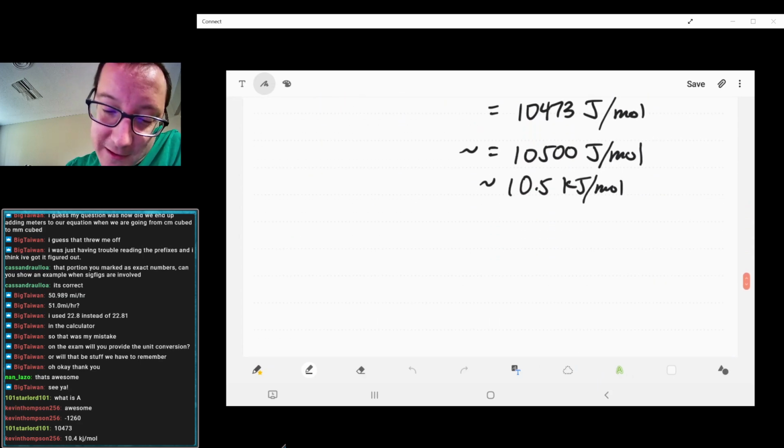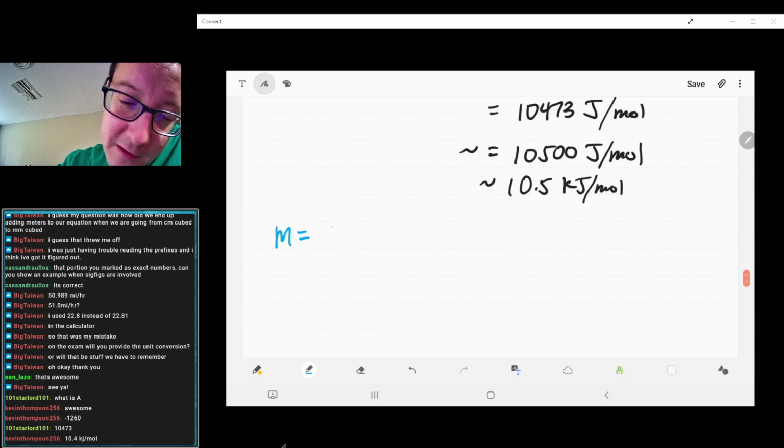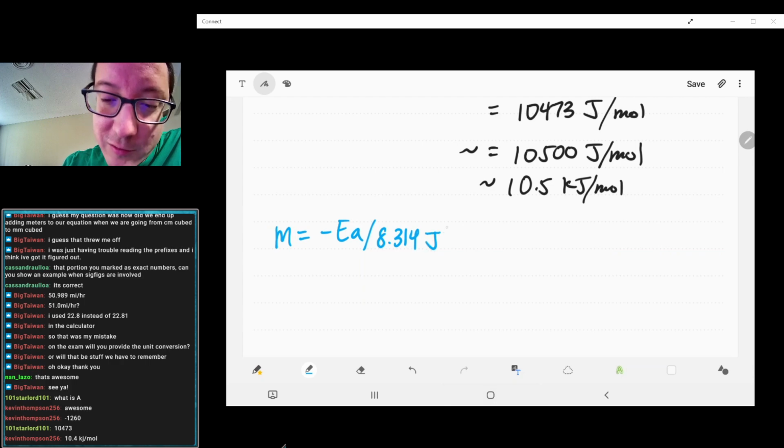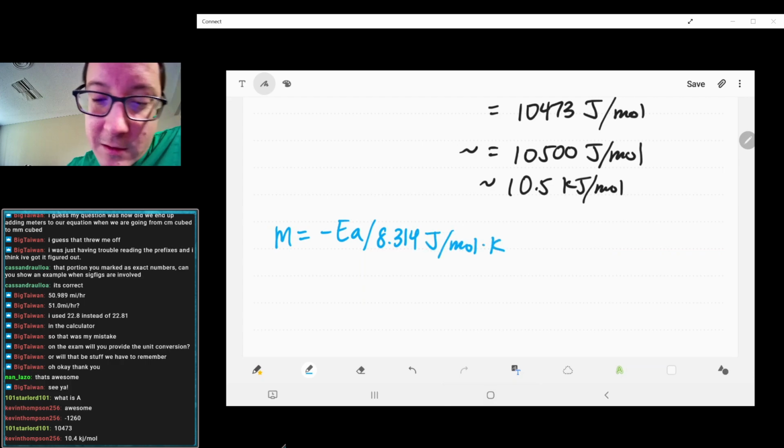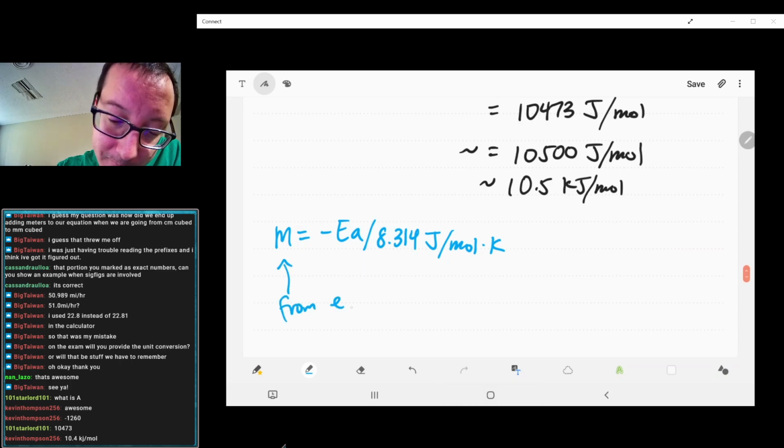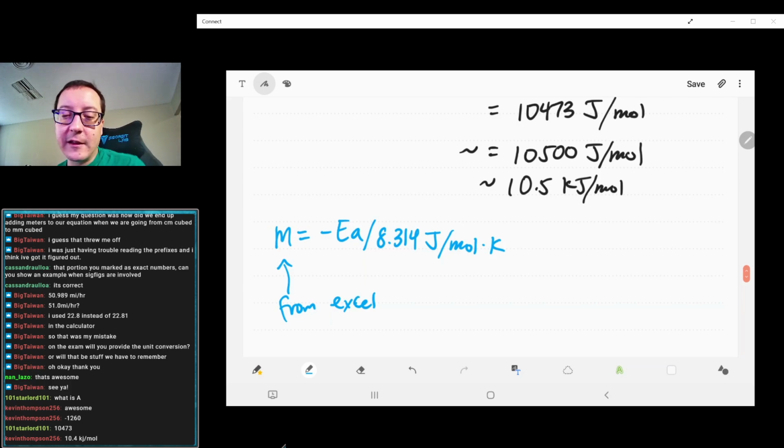If you're doing this graphically, remember that your slope is going to be negative EA over 8.314 joules per mole times Kelvin. Whatever slope you get, just use that, so that would be from Excel, and then you can calculate EA that way as well. Any questions on that one?